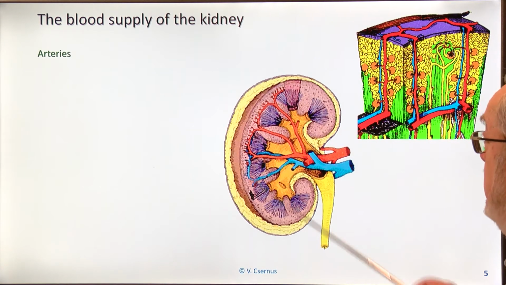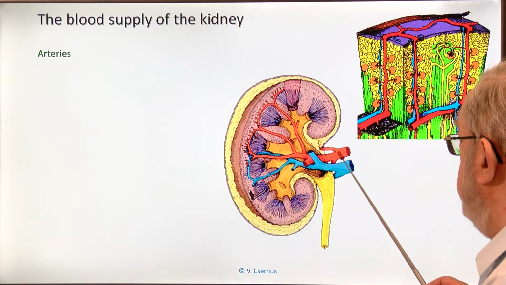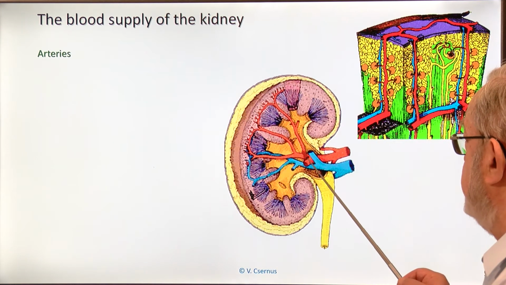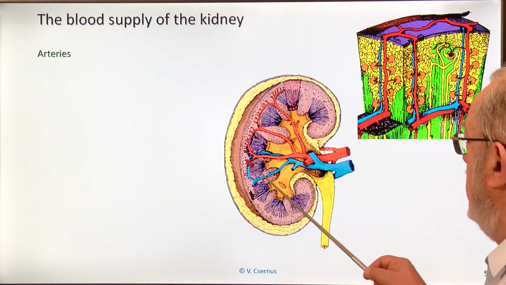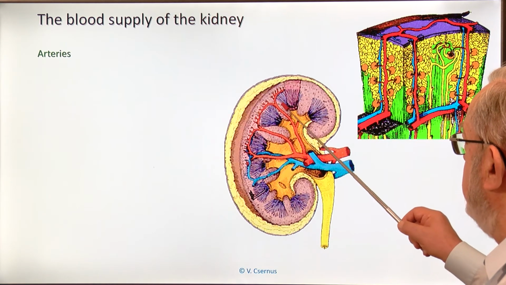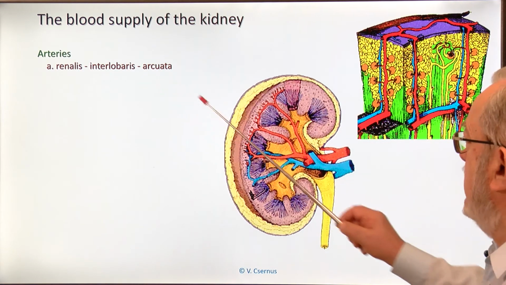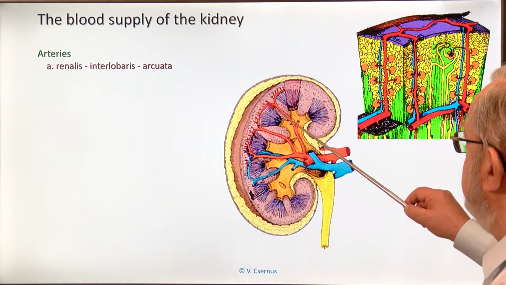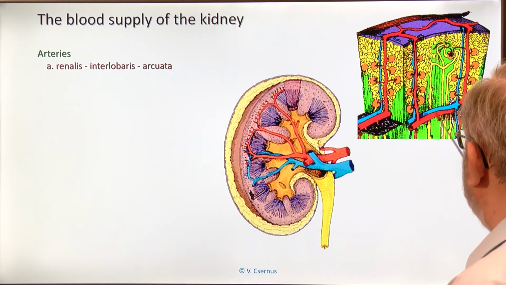What about the blood supply of the kidney? As you remember from anatomy, the branch of the renal artery comes in, and in the sinus it is divided into radiating arteries, which aim at the surface between the renal lobes, and these are the interlobar arteries. The interlobar arteries, at the borderline between the medulla and the cortex, are connected by arch-like arteries.